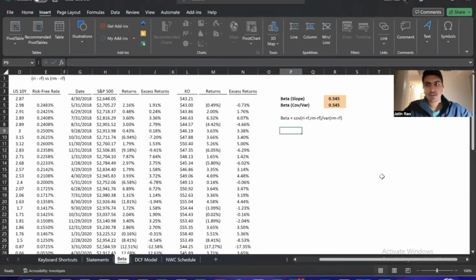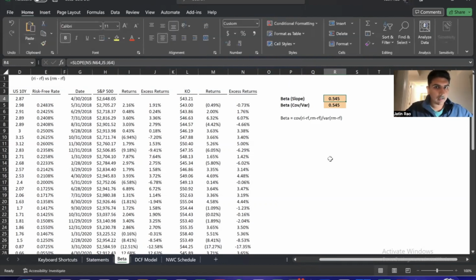But if you inserted a chart, it would actually show you the regression of the returns of KO versus the returns of the S&P 500. And what do you expect that slope to look like? It's going to be less than 1, because if the S&P 500's price increases by 10%, Coca-Cola is only increasing by 5.45%. That means it's not as volatile as some other stocks like Amazon or Apple or any tech stock, which probably has a relatively high beta.